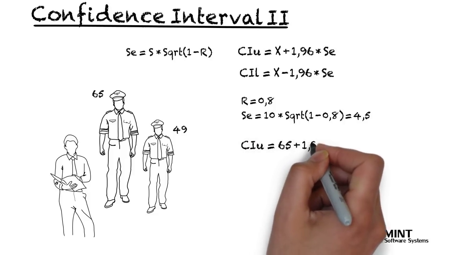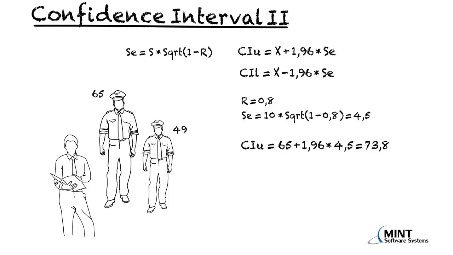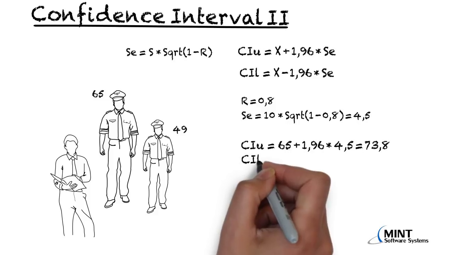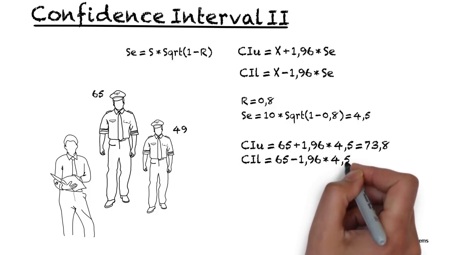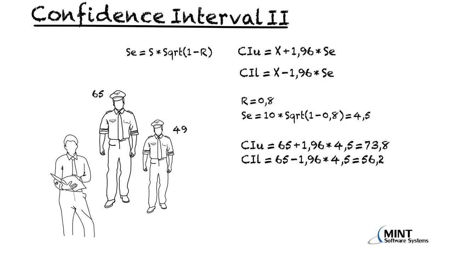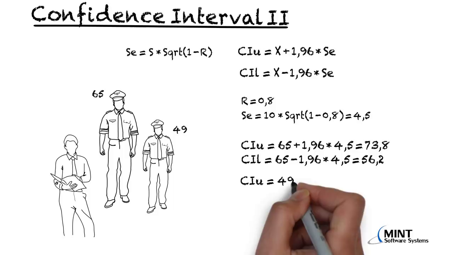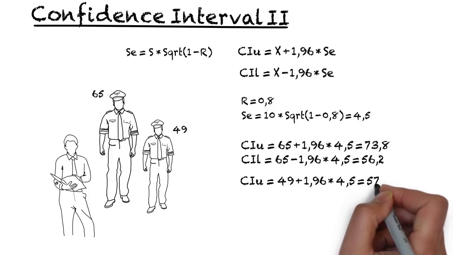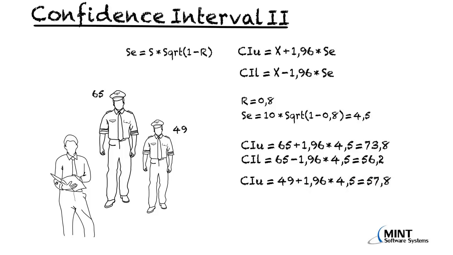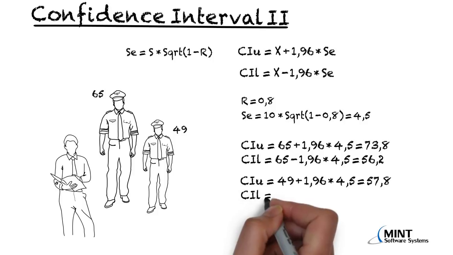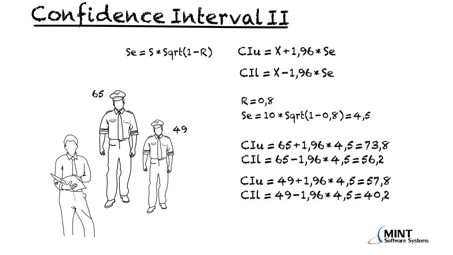For the first officer, the upper limit is 73.8. And the lower limit of the confidence interval of our first officer in this example is 56.2. And we apply the same logic for our captain. The upper limit for our captain is 57.8, and the lower limit of the confidence interval for our captain in this example is 40.2. Now, what does it mean in terms of average or above average or below average performance?